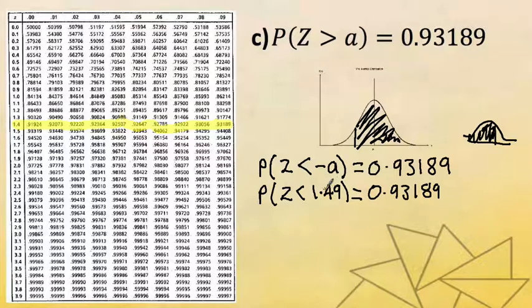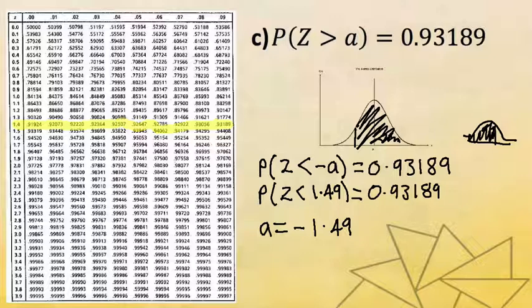Now what you have to remember at this stage is that 1.49 is negative a, so a must be minus 1.49. And that's how we start to deal with negative values. Again, the sketches are key here just to help you, remind you where all these values are coming from and how we're using our tables.